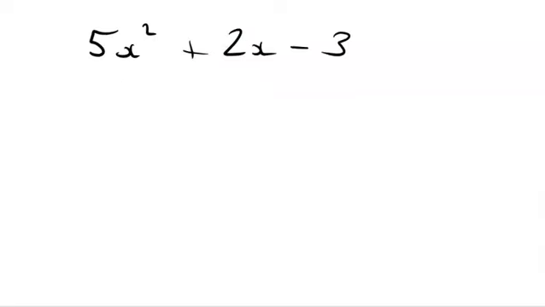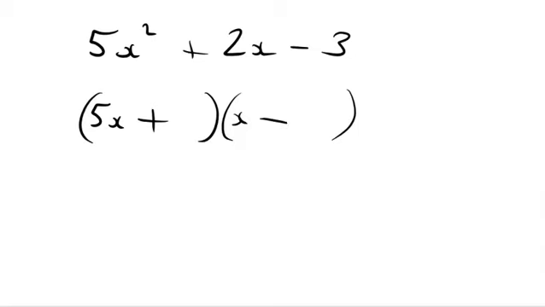Now, one more. 5x squared plus 2x minus 3. Again, we notice they're both prime numbers, a and c, therefore guess and check is viable. So two brackets, no choice, 5x times x. And then either plus minus or minus plus. So there's more choice here than before.